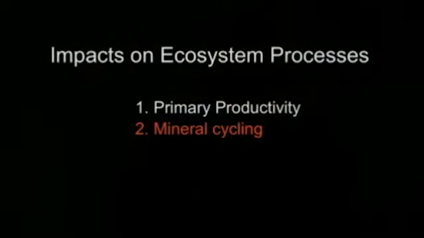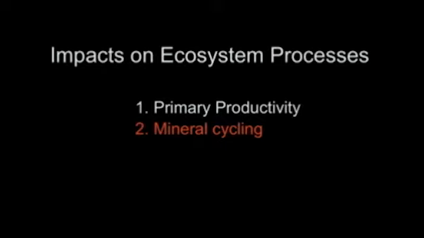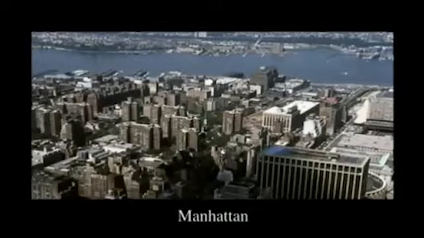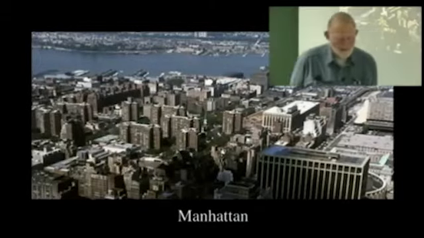Now let me turn your attention to mineral cycling as a second process in an urban ecosystem. And I want to talk about a study that was done by a man named McDonald and his associate Pickett in the area around New York City. They established what they called an urban to rural gradient from Manhattan out into rural Connecticut, along which to study ecosystem processes. And ground zero, if you will, on that transect was Manhattan.